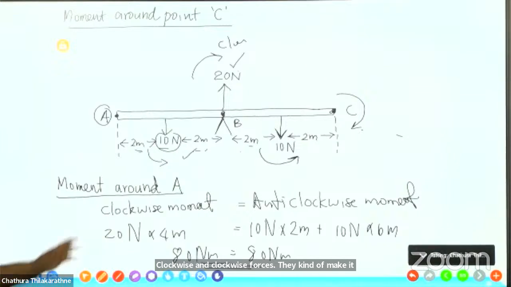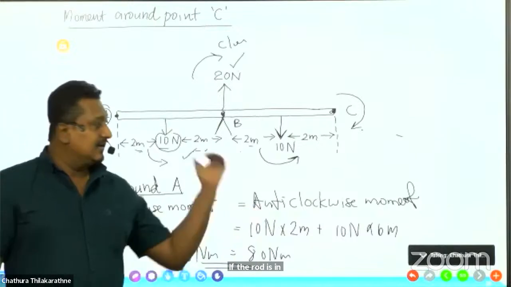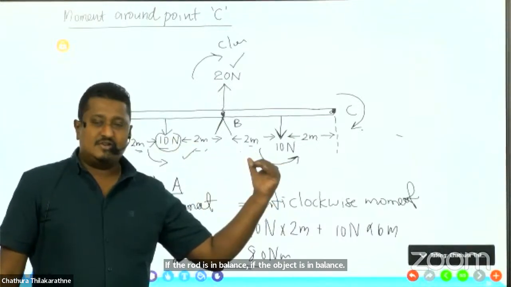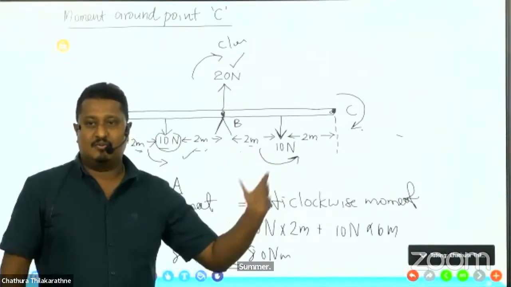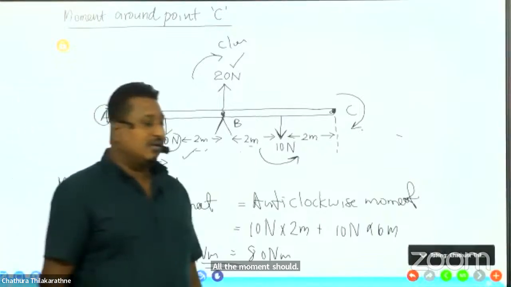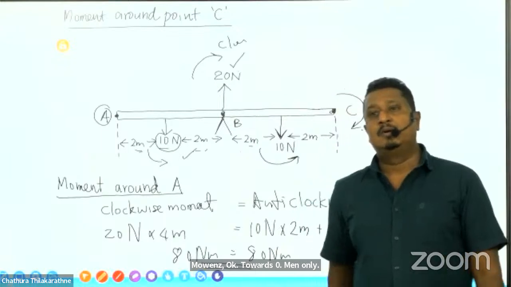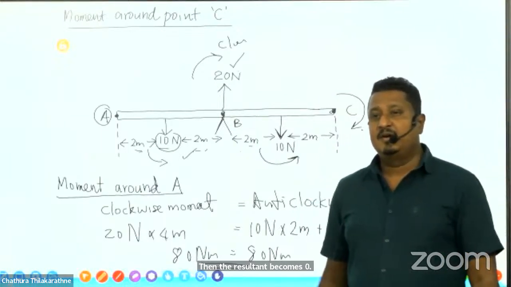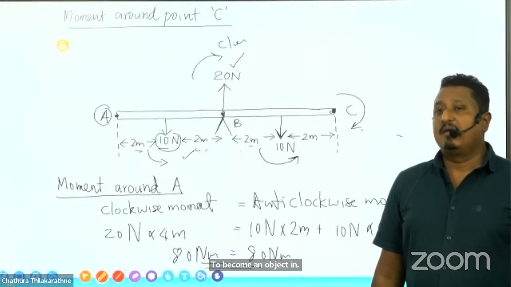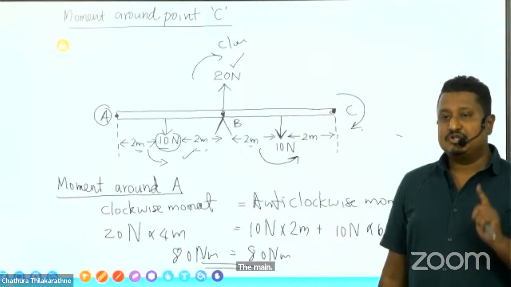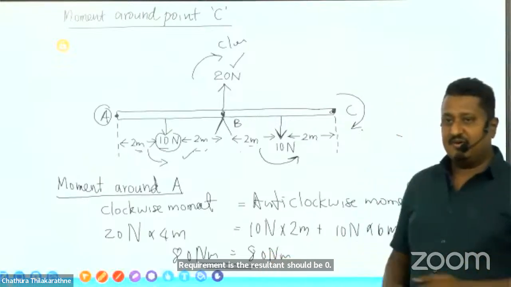If the rod is in balance, if the object is in balance, the sum of all moments should be zero. Then the resultant becomes 0. As you learned in the previous lesson, to become an object in equilibrium, the main requirement is the resultant should be 0. Is it clear? Understood? Right.